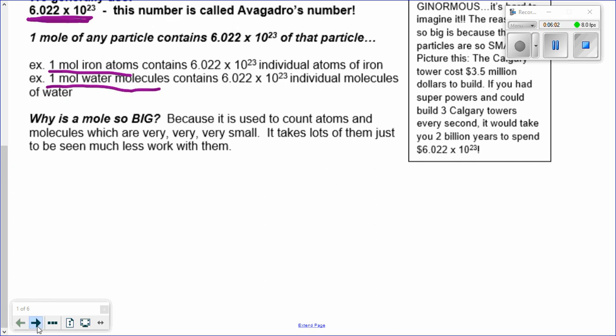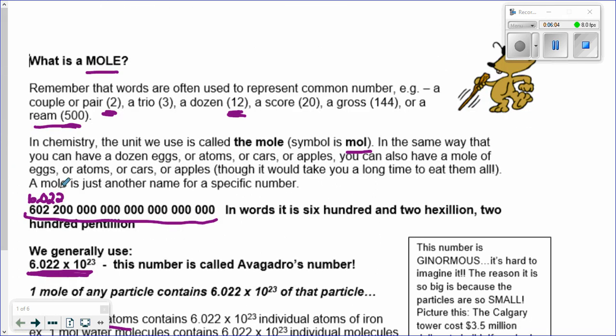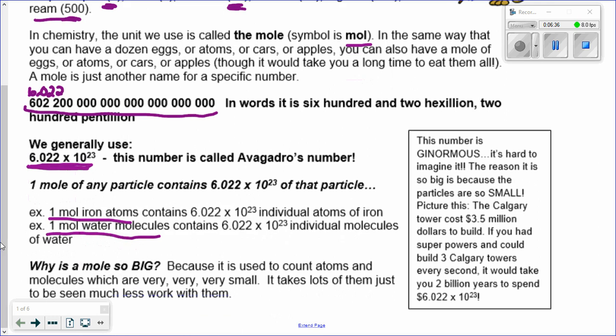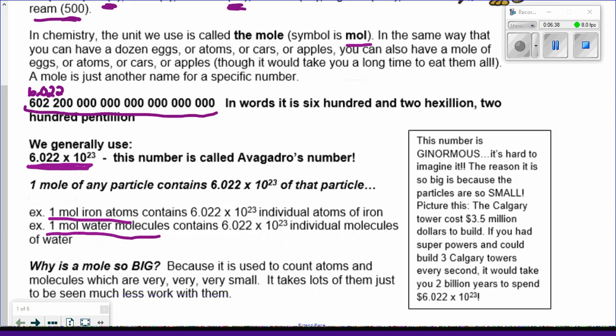I'm trying to think what my next slide is. The mole and its mass. So if I had 1 dozen eggs and 1 dozen elephants, these have a different mass. And the same thing is actually true for compounds and elements as well.